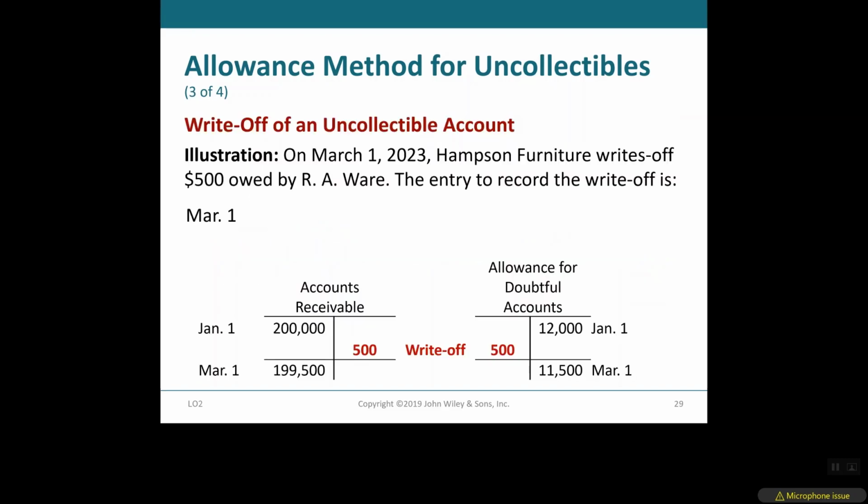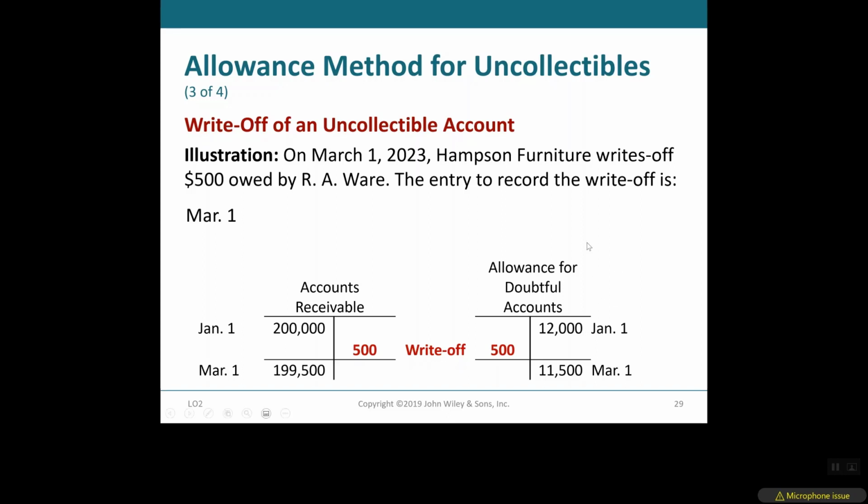Write off an uncollectible account on March 1, 2023. Hampton Furniture writes off 500 owed by R. Wray. Here is the entry that records the write-off. Okay, so we're trying to say we're not going to collect this anymore. We are very sure that this is not going to be collectible. Okay, so what do we do?